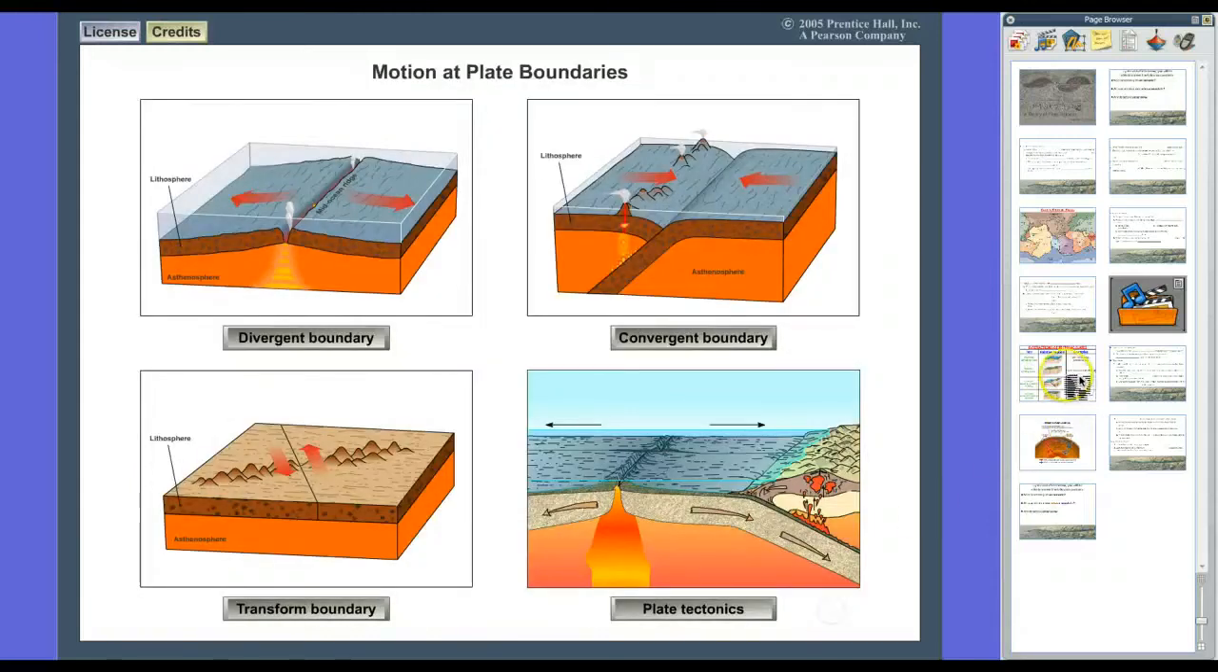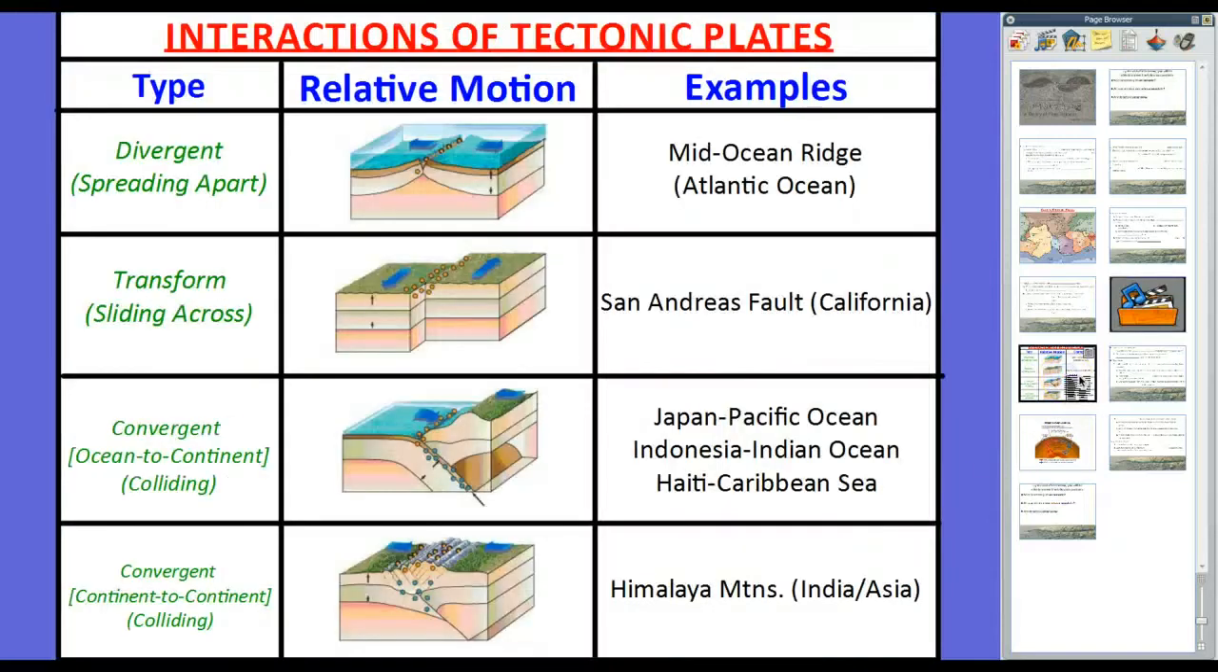Okay, so here's a summary. Here's a little cheat sheet, the interaction of tectonic plates, just to review one more time. This is how important this is. First off, divergent plates. They're spreading apart. Okay, notice right here in the picture, they're spreading away from each other. The mid-ocean ridge in the Atlantic Ocean is a good example of this.